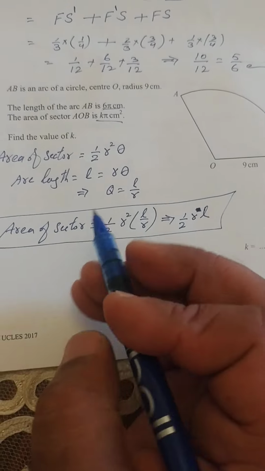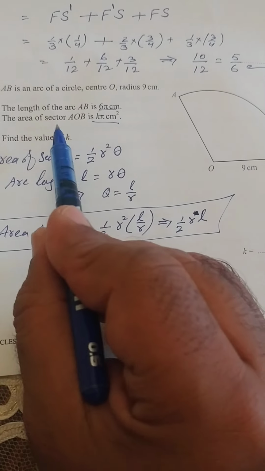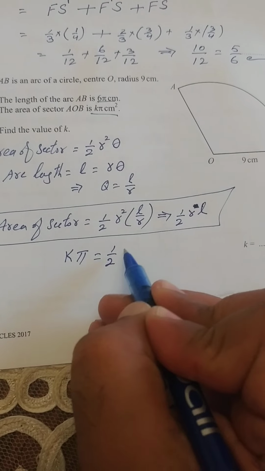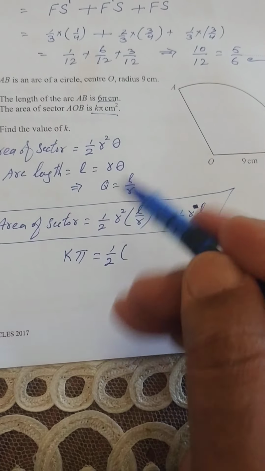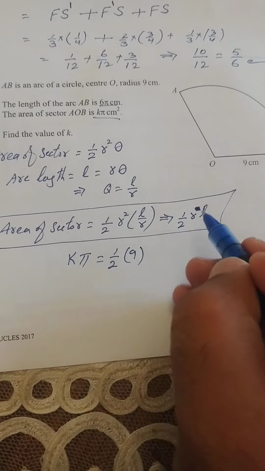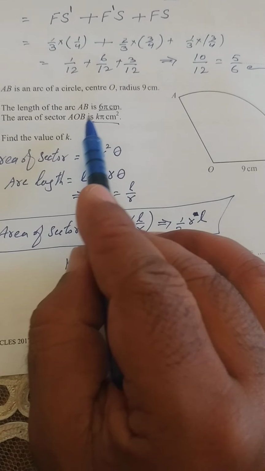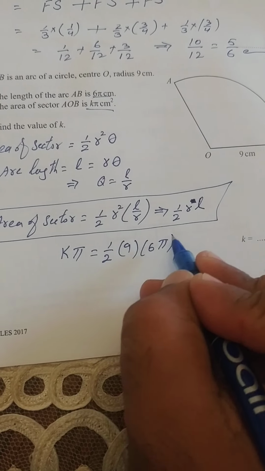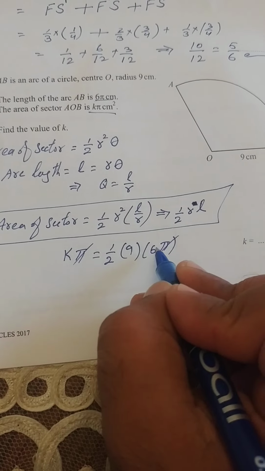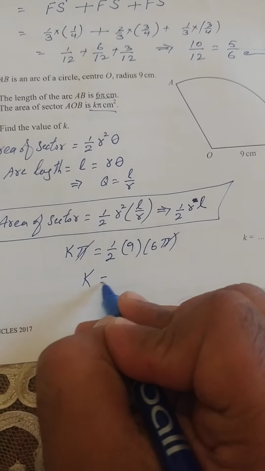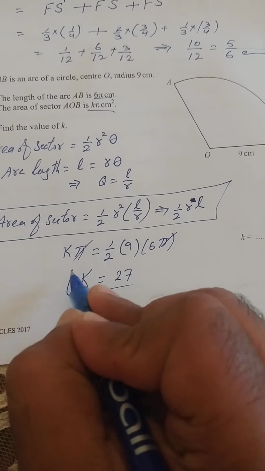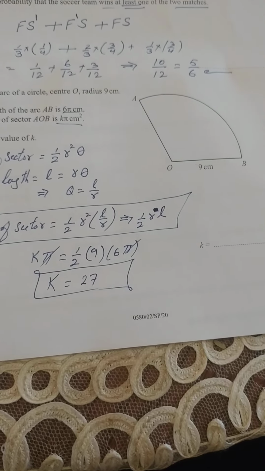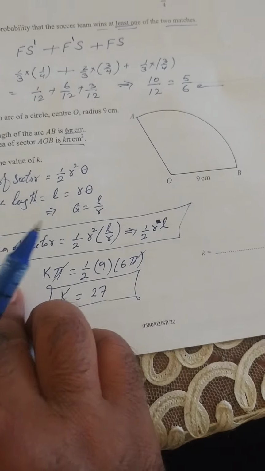It's the easiest approach. So area of sector is given to be k pi, 1 by 2, and radius is given to be 9 centimeter. As L represents the arc length, the arc length is 6 pi. You can see pi will cancel. 2 times 3, 3 times 9, that is 27. So k is 27. So value of the k is 27. I hope it's clear to you. Let's proceed to question number 24.